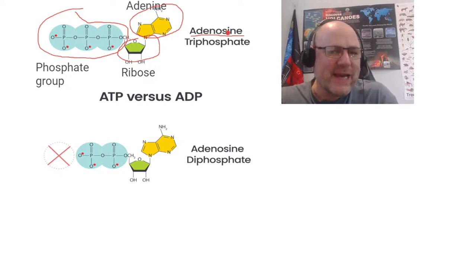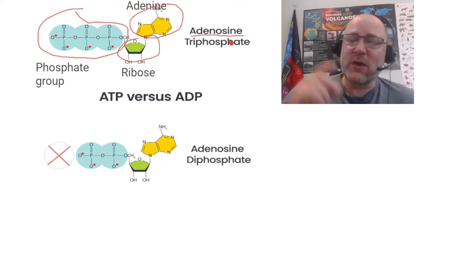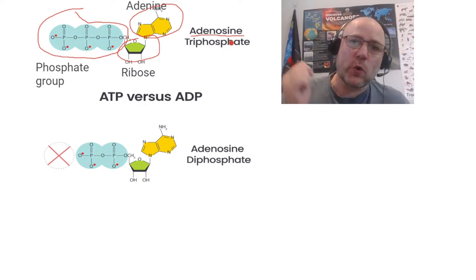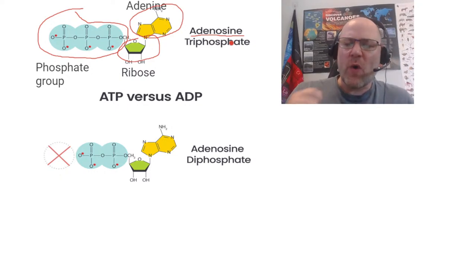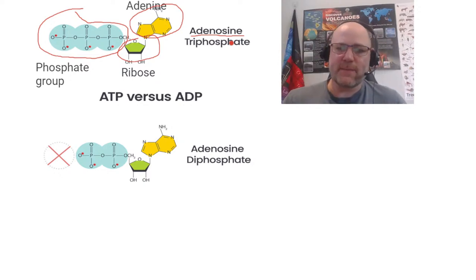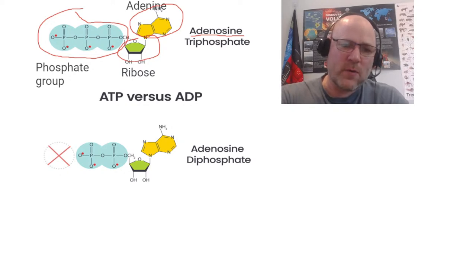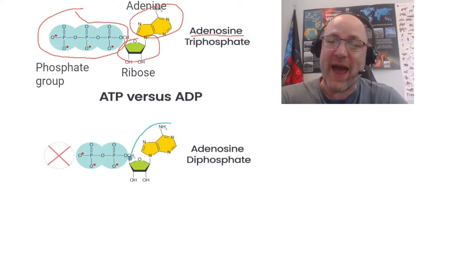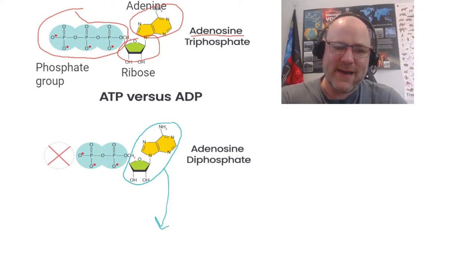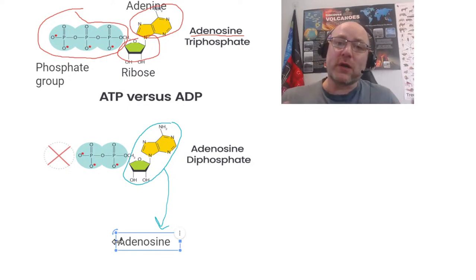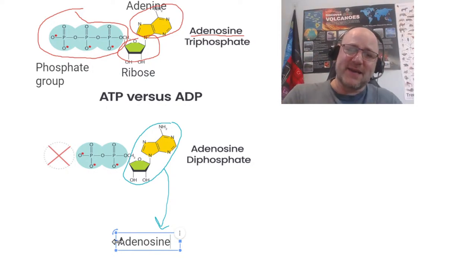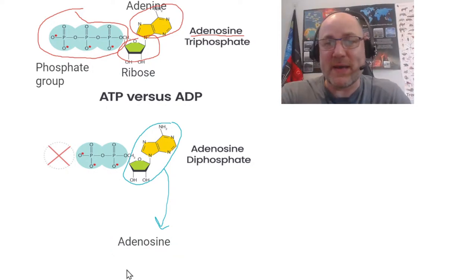It's not adenine triphosphate, and believe me, you will lose marks in an A-level exam if you call it adenine triphosphate. It's adenosine triphosphate. So why do they call it adenosine triphosphate and not adenine triphosphate? Well, the reason is that when we combine a ribose group with an adenine base, these together are called adenosine. And that's called a nucleoside, if you contain a base and a ribose sugar.